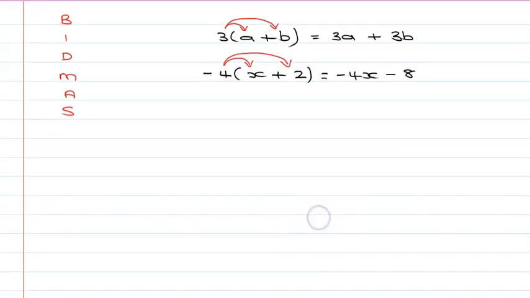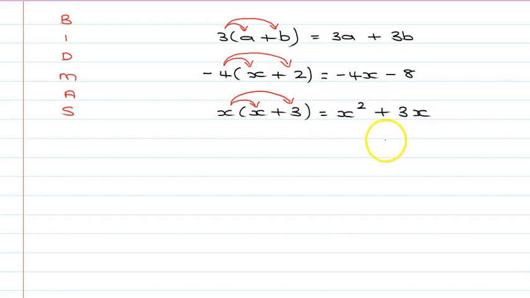Now let's have a look at what happens when we have a variable on the outside of the bracket. So I've got an x on the outside of the bracket, and remember it's a positive x, there's no negative sign, so I'm going to do x multiplied by x and then next x multiplied by 3. So that gives me x squared plus 3x.